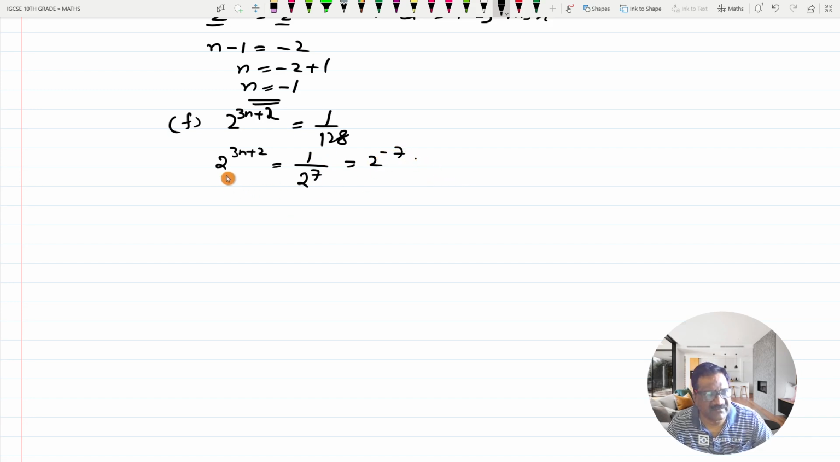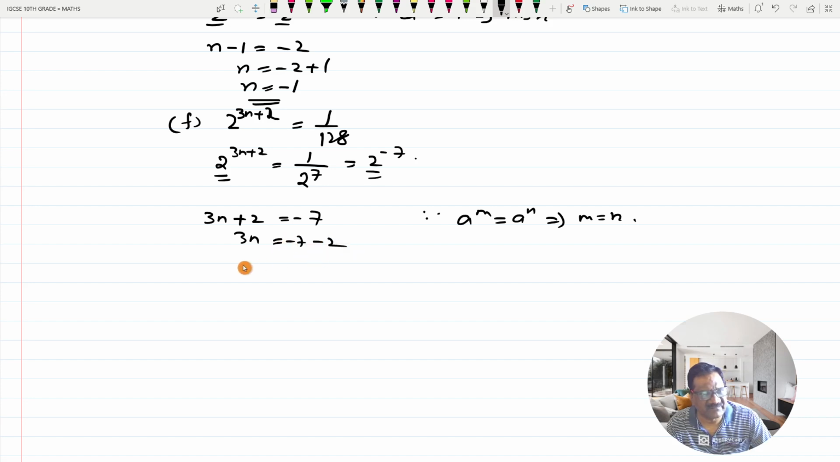Now you can see here the bases are the same, so I can equate the powers as 3n plus 2 equal to minus 7. Here is the reason: if a raised to m is equal to a raised to n, it implies that m is equal to n. Now 3n will be equal to minus 7 minus 2, 3n will be equal to minus 9, and n will be equal to minus 9 upon 3, which is equal to minus 3. So n is equal to minus 3. That's the answer for subquestion F.